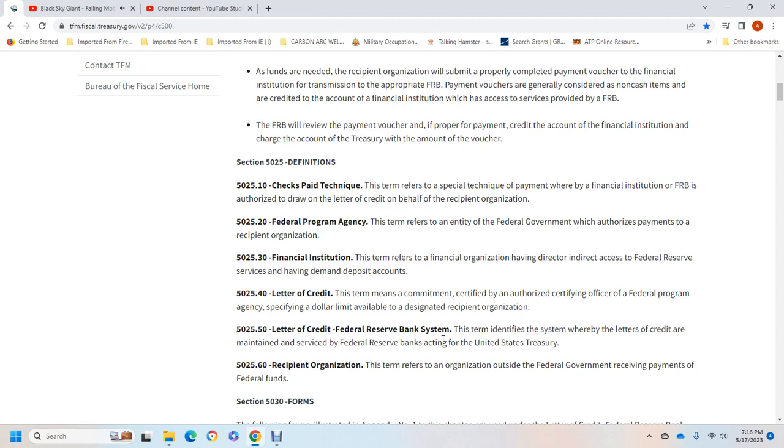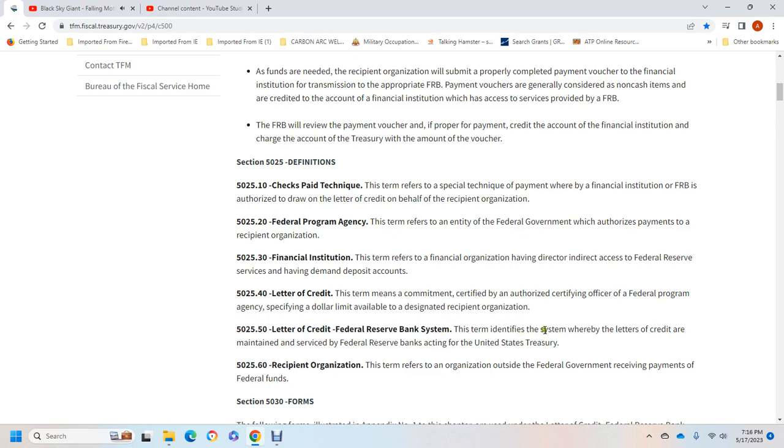502530, financial institution: the term refers to a financial organization having direct or indirect access to the Federal Reserve System and Federal Reserve services, having demand deposit accounts. 502540, letter of credit: the term means a commitment certified by the authorized certifying officer of the Federal Program Agency, specifying the dollar limit available to the designated recipient organization. 502550, letter of credit, Federal Reserve Banking System.